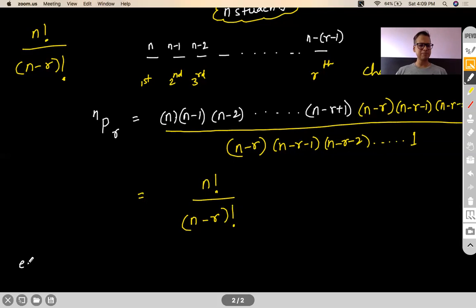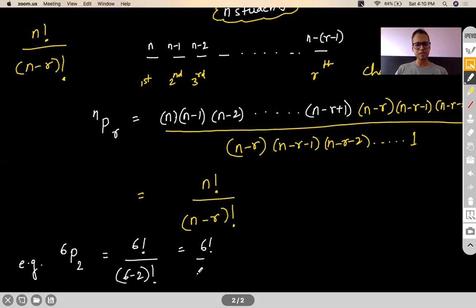I'll give you some examples. Let's say if you want to calculate, what can I say, let's say 6P2. Okay, what is 6P2? As per the formula, let us calculate that. Just a quick formula check we'll do. So 6 factorial by 6 minus 2 factorial. 6 minus 2 factorial is actually 4 factorial. Okay, so that will give you 6 into 5 into 4 factorial by 4 factorial. That's actually 6 into 5, which is 30.